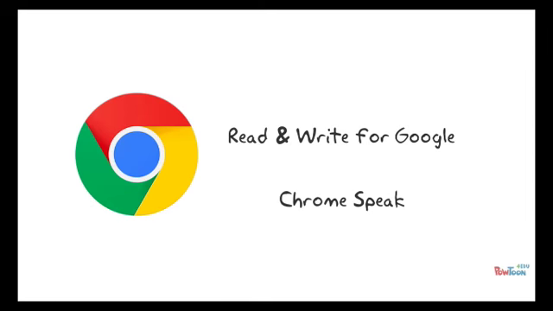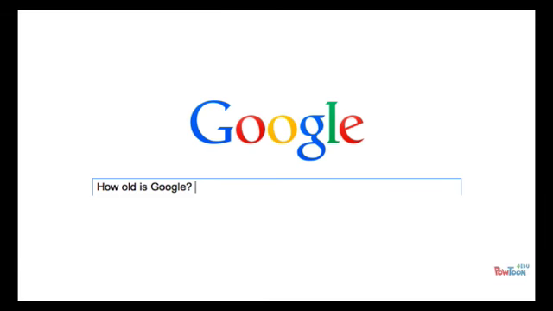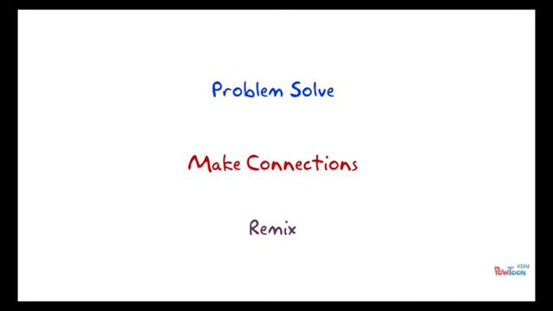The final guideline for representation calls for providing options for comprehension. This guideline focuses on understanding and making deeper connections with the information. With the advent of Google in 1998, facts have little value on their own. The need to memorize facts in all but a few areas is gone. Any questions, including how old is Google, can be found instantly on any device. What students do with the facts, how they solve problems with them, or make connections between them, or combine them into something new are important skills they need now and for the future.